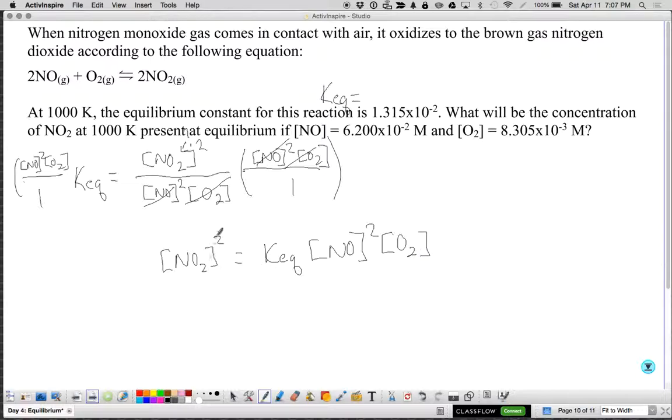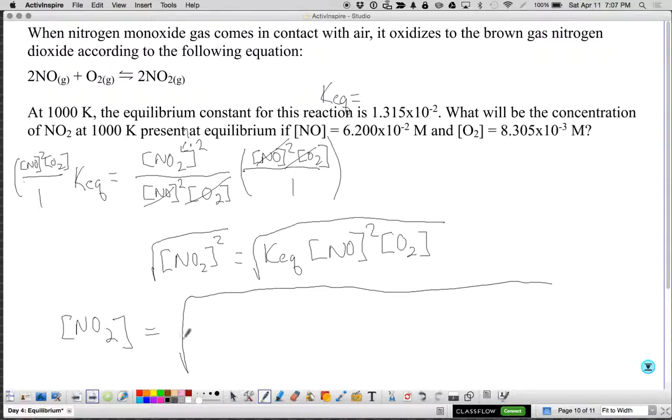All right, now the only thing that you got to be careful of here is this concentration of NO squared, which I don't really want. I just want concentration of NO2, which means I have to square root both sides. So this is really what I'm going to plug into. So concentration of NO2 equals square root of a lot of stuff.